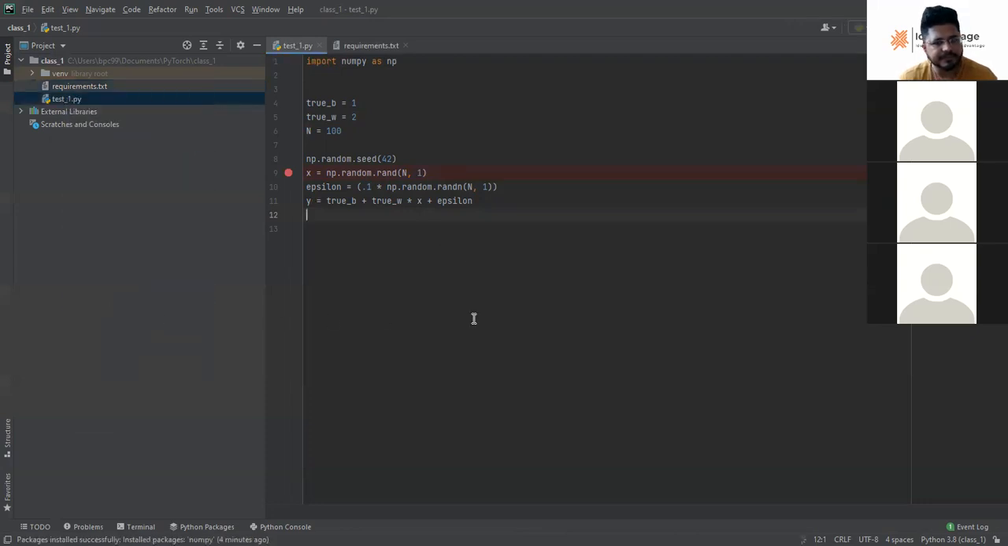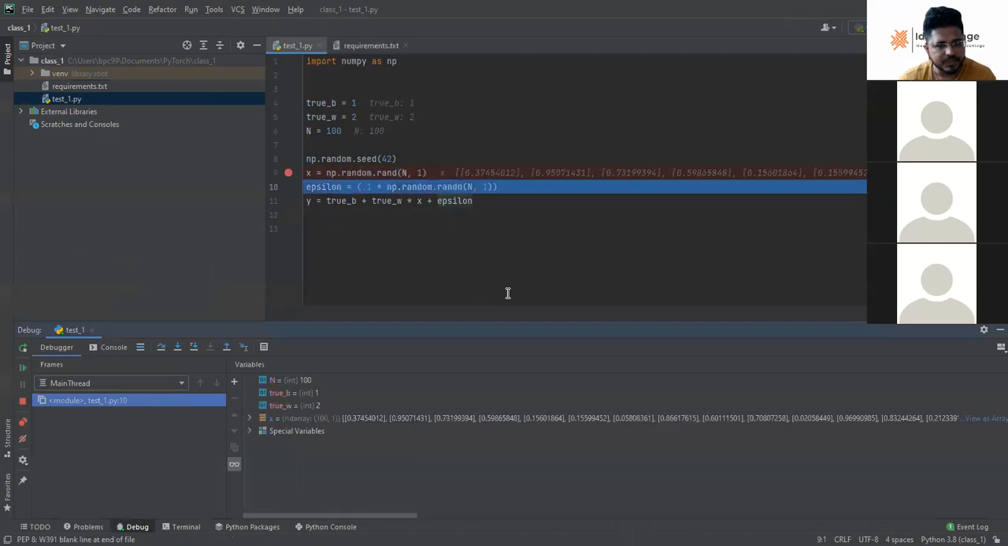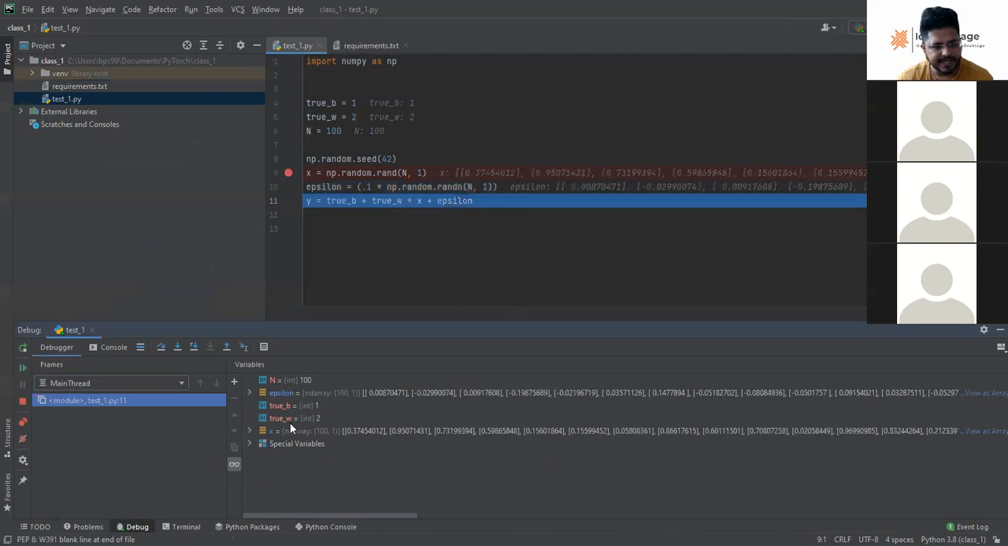If you see, X is an array of size 100, 1, that is n, 1, and epsilon is also an array of size 100, 1. Now you can see here that X's max value is from -1 to +1, and epsilon's max value is 1/10th of that value, because I am multiplying 0.1 with it.